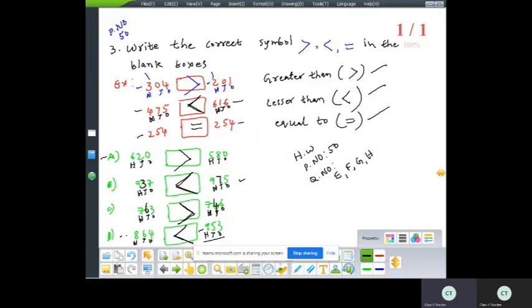In tomorrow's class, we will learn to write the numbers in ascending order and descending order.